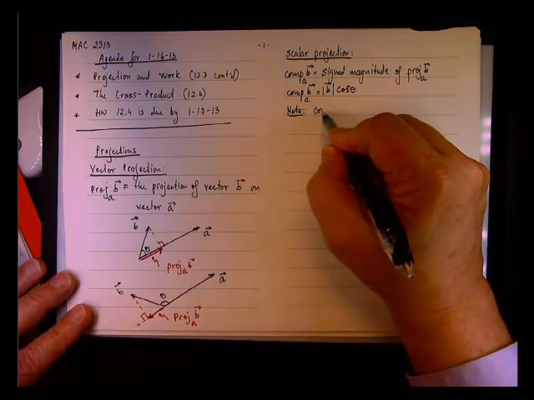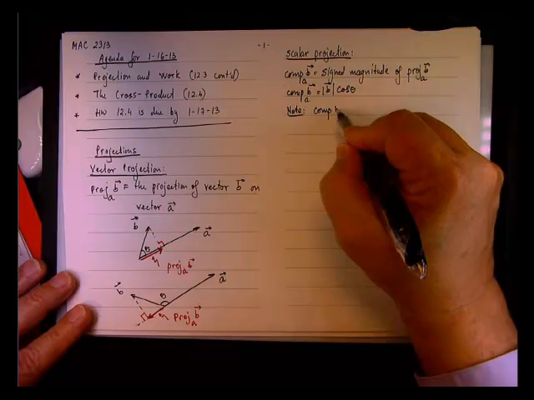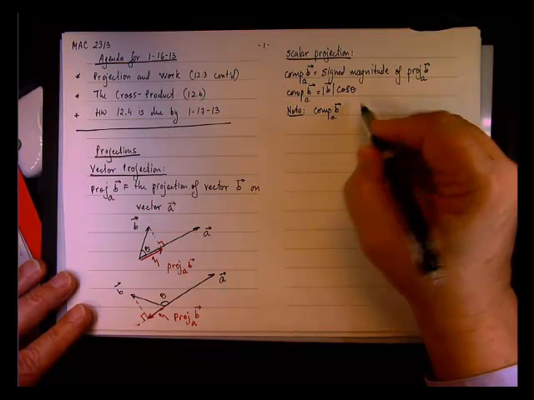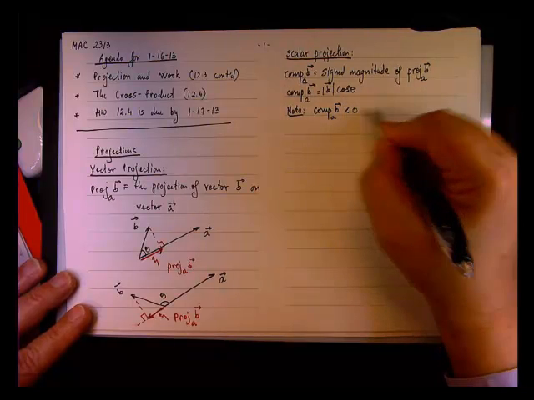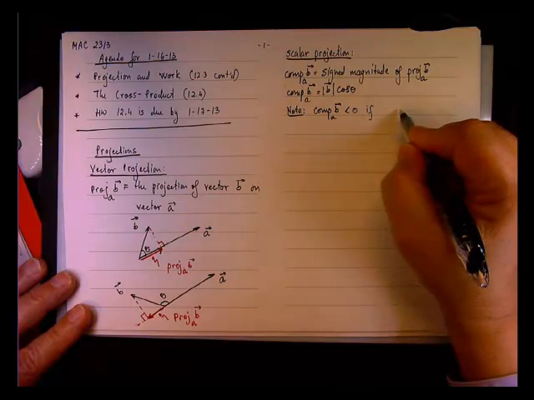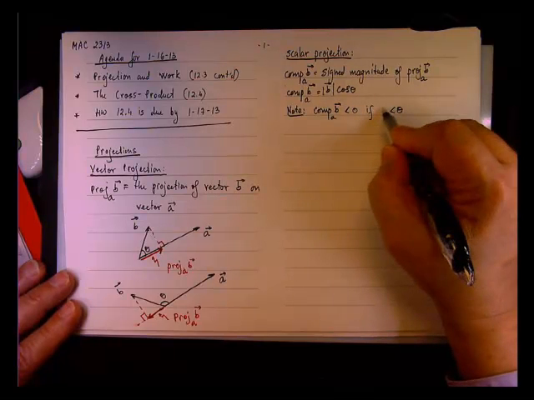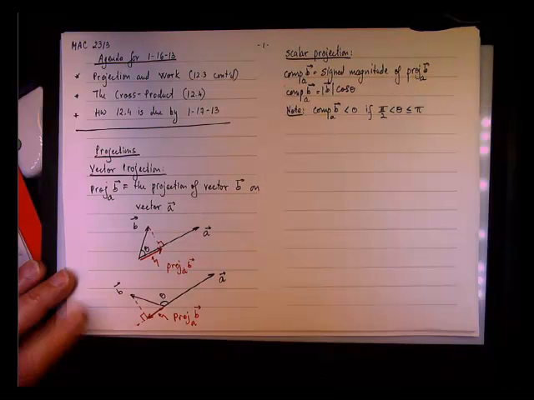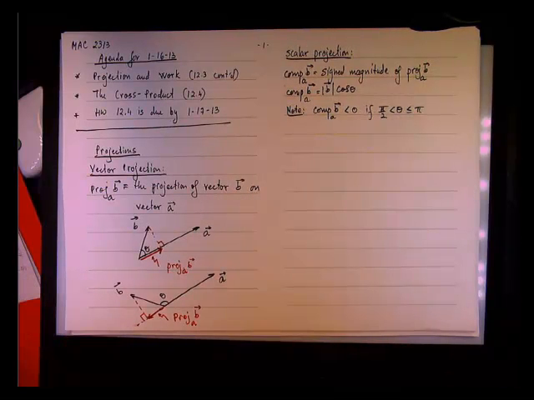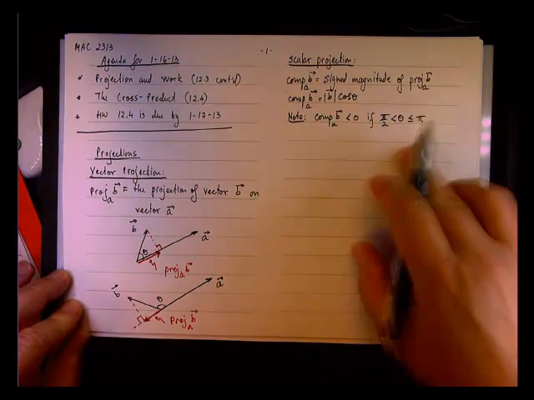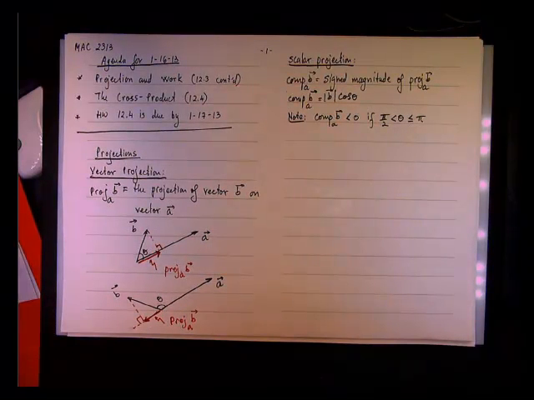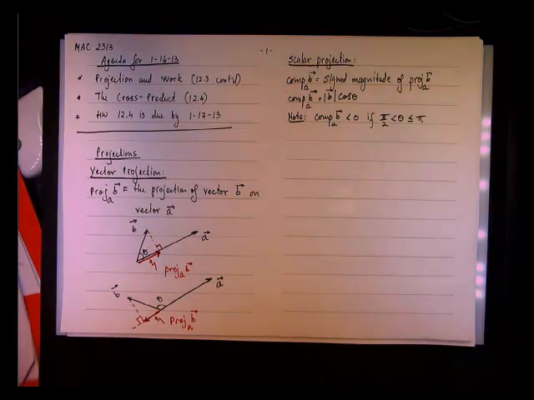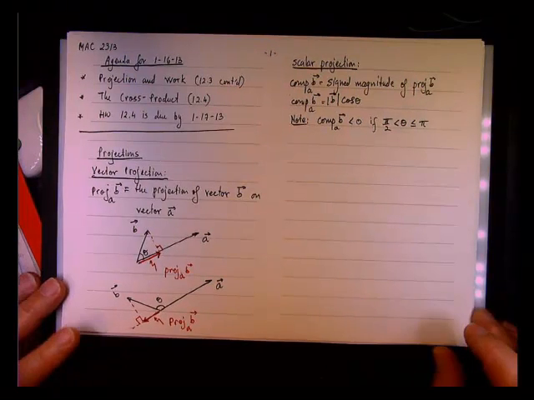You can see a note that I made last time, that the scalar projection of B on A is negative if theta is an angle greater than pi over 2 and less than or equal to pi, as the cosine of an obtuse angle is negative.